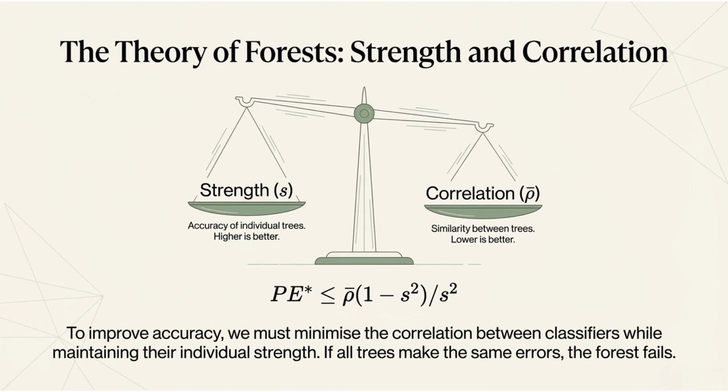The performance of a random forest depends on two key factors: strength and correlation. Strength refers to how accurate each individual tree is. Correlation measures how similar the errors of different trees are. For best performance, we want strong trees that make different mistakes. If all trees are highly correlated and make the same error, the forest loses its advantage.